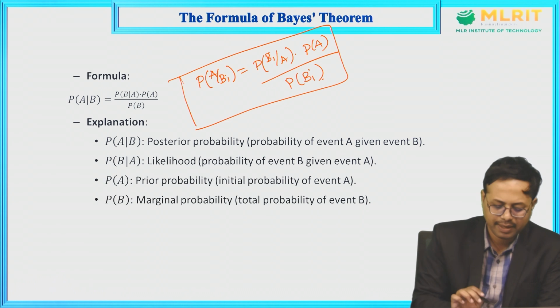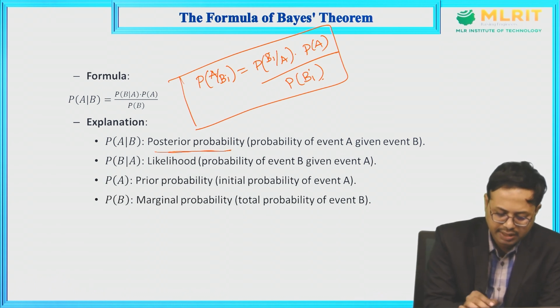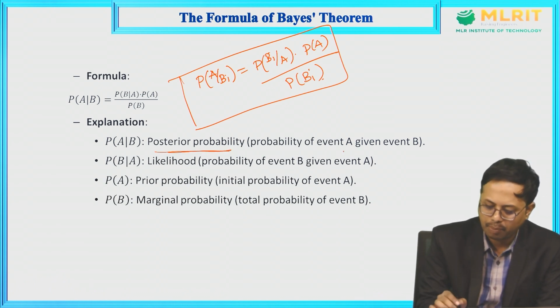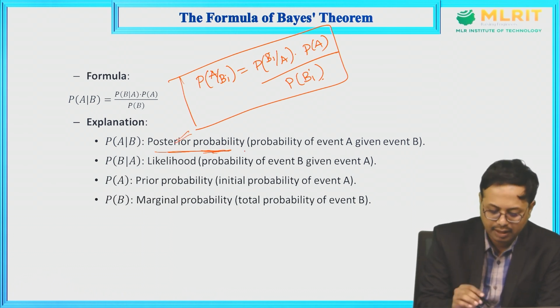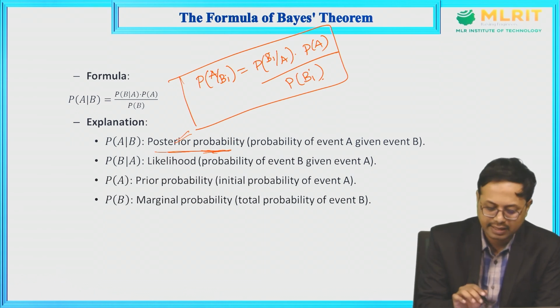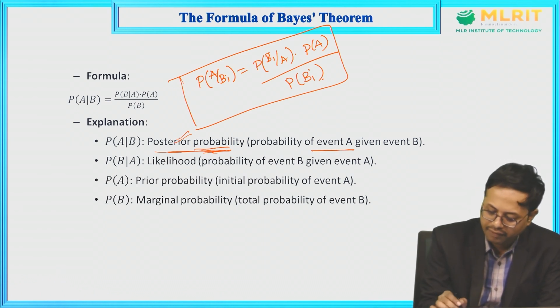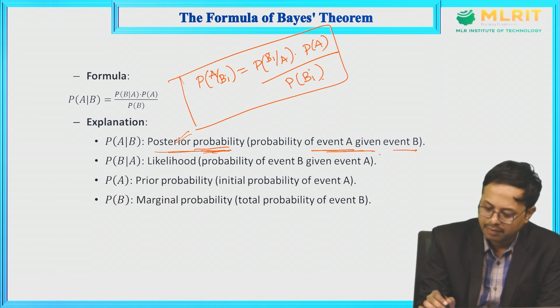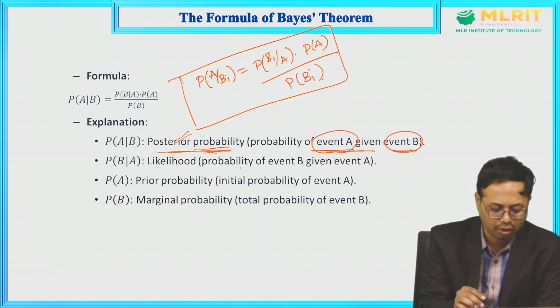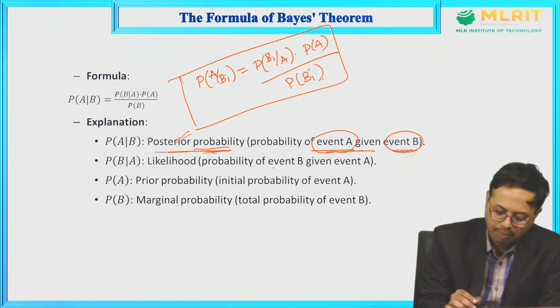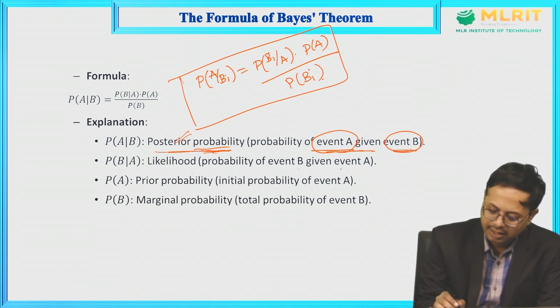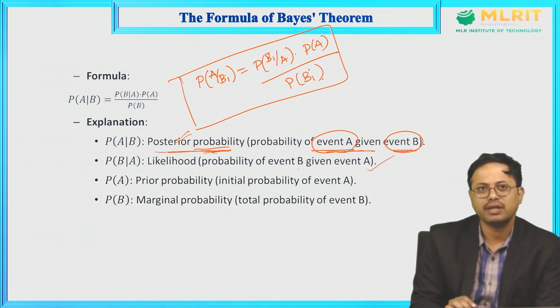P of A given B, you know that is the posterior probability. Posterior means after. Whenever they are giving the question as a probability where initially we don't know the event, that is a posterior probability. Probability of event A given event B, means here event B is given, event A we don't know, that is a posterior probability. Next, P of B given A is the likelihood, the probability of event B given event A. This one is already occurring.